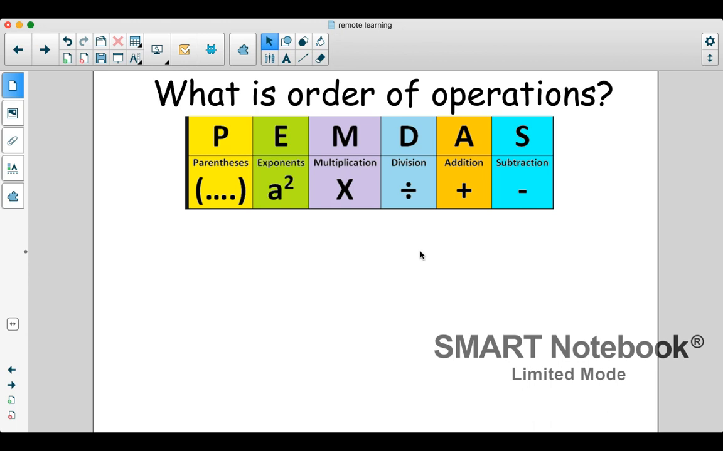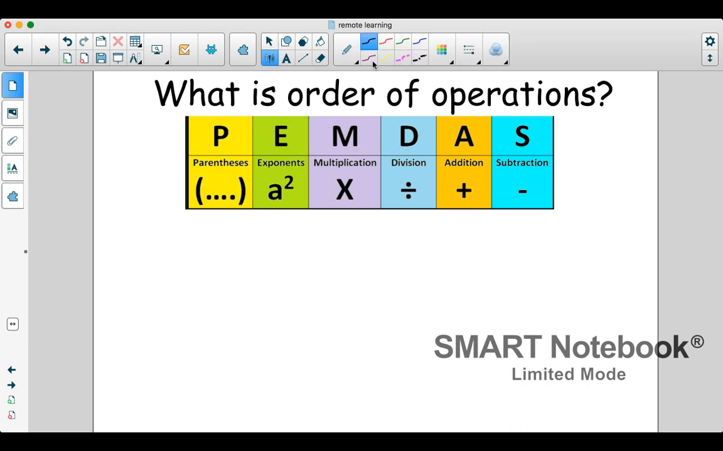This week we are starting something called order of operations. When we look here and it says, what is order of operations? We know order is the order you put something in, meaning the steps you take or the right way to do things. And then an operation in math is a mathematical operation, meaning parentheses, exponents, multiplication, division, addition, and subtraction.